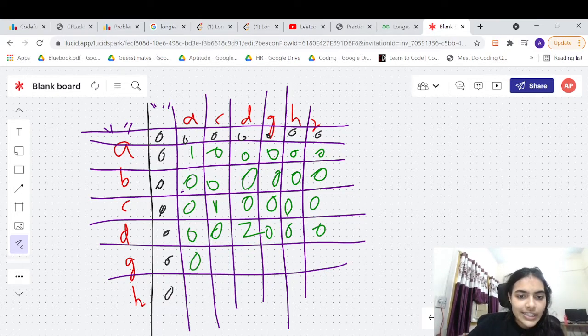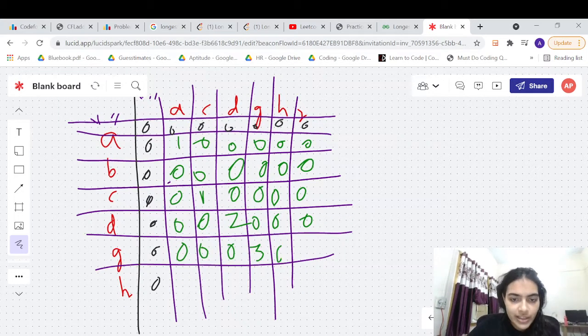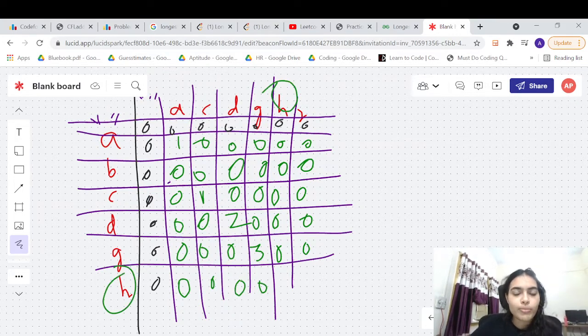Now in the next case, again up till here there is no match. But this G is matching with this G. So when G is matching with this G, 2 plus 1 will become equal to 3. So this will be 3. Next case, up to here no match. But H is going to match with this H. So it will become equal to 3 plus 1, which will be 4. And you can return this.